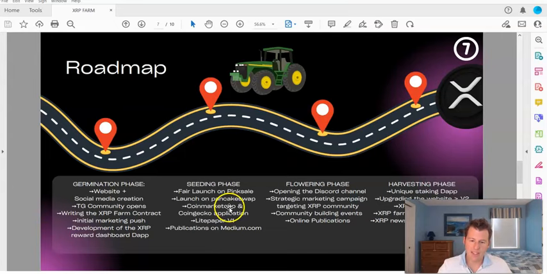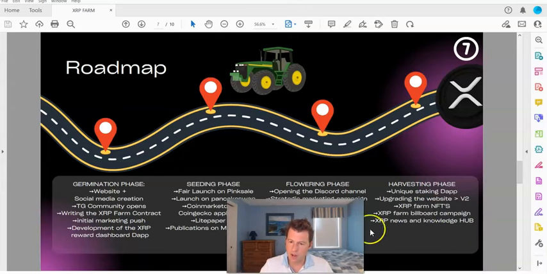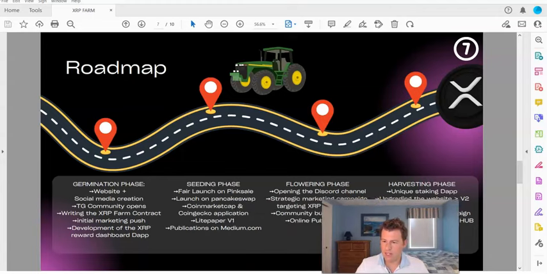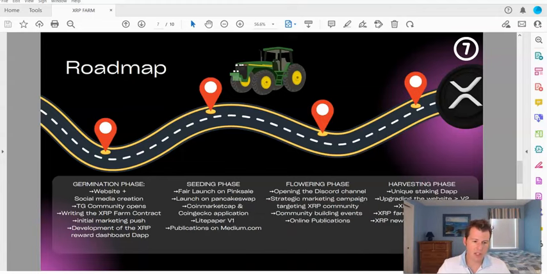It looks like they're on the seeding stage, stage two, with their CoinMarketCap and CoinGecko listing and the white paper just coming out. The next stage, the flowering stage, they'll be ramping up marketing campaigns. They'll be doing some community building events, and they'll be opening their Discord channel. And then in the fourth stage, the harvesting stage, it looks like they'll be ramping up an XRP Farm billboard marketing campaign. That's pretty cool. They'll be on billboards and they'll be launching their XRP Farm NFT platform. So a lot of good stuff in the works for this project here.